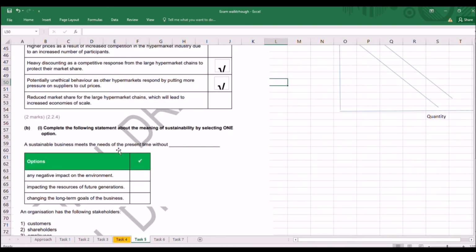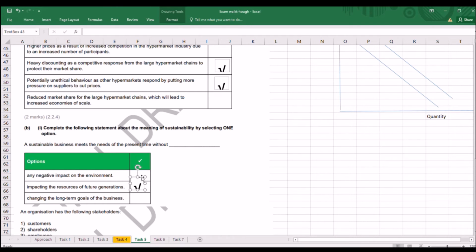Complete the following statement about the meaning of sustainability by selecting one of the options. A sustainable business meets the present needs of the present time without. Right, so it's going to be an environment in the future, so sustainability. Any negative impact on the environment, so you see the word any. Yeah, so it could be a reduced negative impact in there, but it can't be any, because we are going to have some environmental impact. Impact on the resources of future generations. Yeah, that's sustainable by definition. That's what it would be in there.